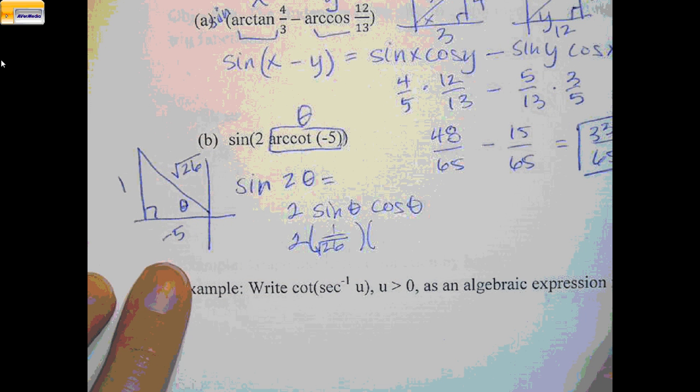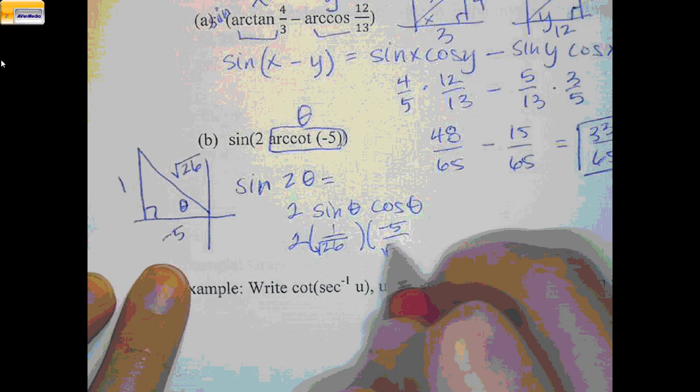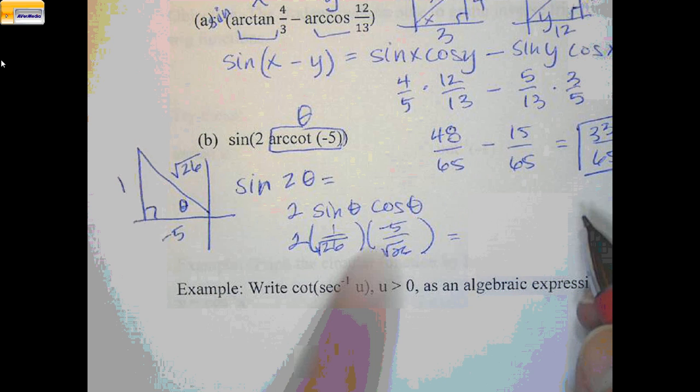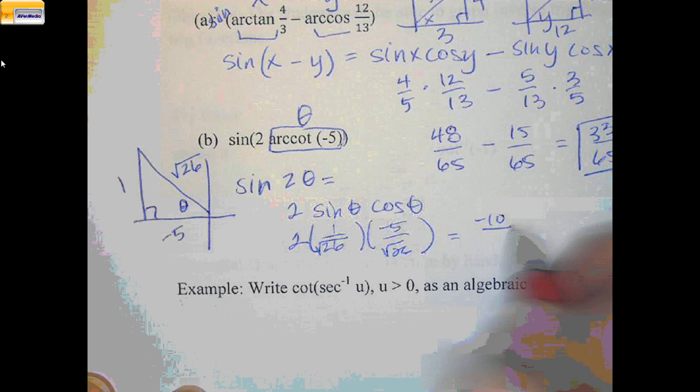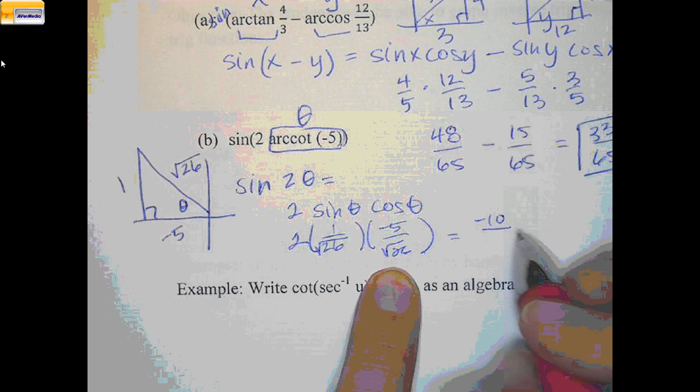Cosine is adjacent over hypotenuse. So -5 over radical 26. Just multiply them together. 2 times 1 times -5 is -10. 1 times radical 26 times radical 26 is 26. And reduce.